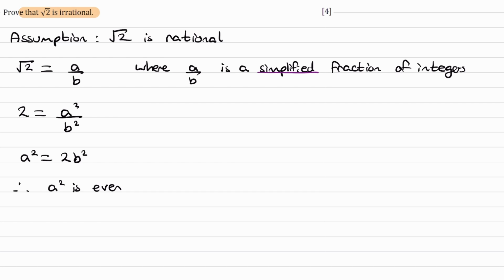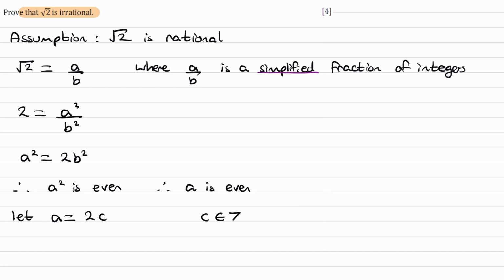And if a squared is even, remember that a and b are both integers, so the only way you can square an integer to get an even number is if the original integer is also even. So this means that a is even as well. An odd number squared will not give you an even number. So we can then let a equal, let's say, 2c. We know that a is even, so let a equal 2c, and c is an integer as well.